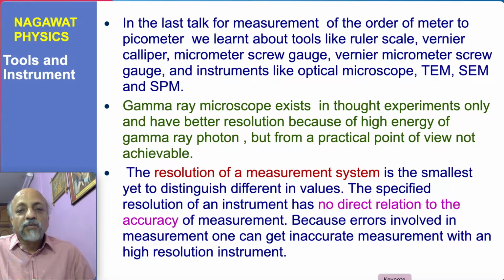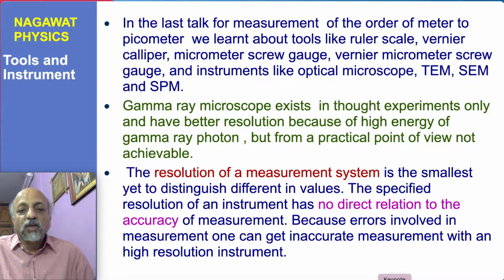In literature, you may find mention of gamma ray microscope, but gamma ray microscope exists in thought experiments only. One of the thought experiments using gamma ray microscope was described by Heisenberg in explaining his uncertainty relationship. The gamma ray microscope, if we can make, then definitely will have better resolution because of high energy of gamma ray photon. But there are certain practical problems, and from practical point of view, the gamma ray microscope is not achievable as such.